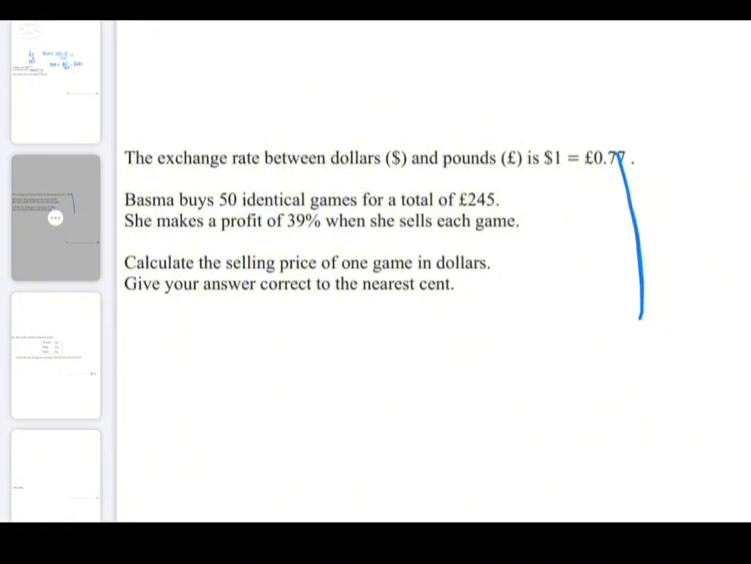Now, a very interesting question, and a lot of concepts are included in it. We have done currency exchange as well, so we know how to convert a value from one currency to another, and there is a profit formula we can use. First, Basma buys 50 games for a total of 245, so I will find the price of one game. That's simple: the total cost is 245 and the total number of games is 50. So 245 divided by 50 gives us 4.9. This means each game costs 4.9.